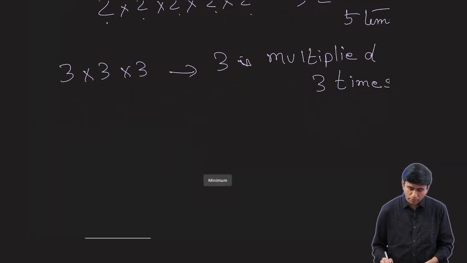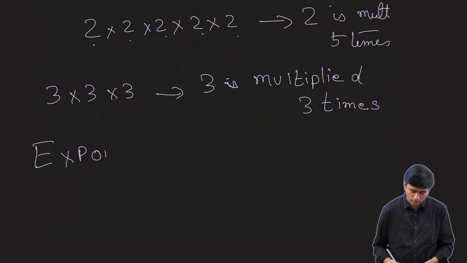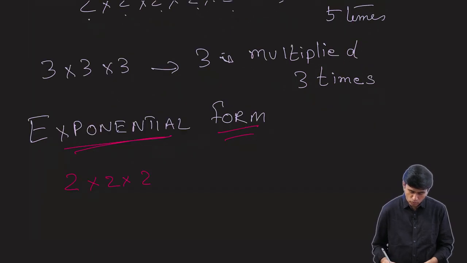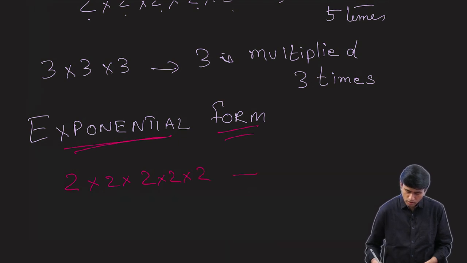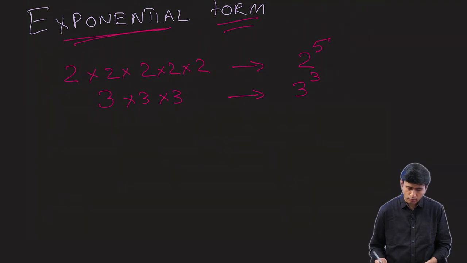So this kind of multiplication can be represented in another form called exponential form. So 2 into 2 into 2 into 2 into 2 can be written as 2 to the power of 5 or 2 raised to 5. 3 into 3 into 3 can be written as 3 to the power of 3 or 3 raised to 3. This is how you write it in exponential form. 2 to the power of 5, 3 to the power of 3.